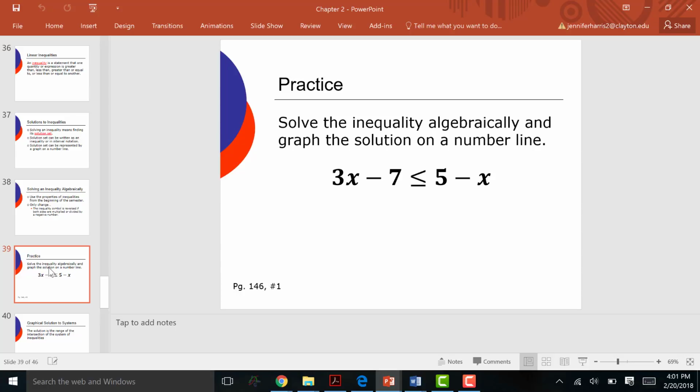Did it say to include the 3? Could 3 be part of the solution? Yes. It says less than or equal to 3, so I include the 3. To include the 3, you use either a closed circle or a bracket. Most of the homework is going to use a bracket. So you see me put a closed dot or a bracket, which means to include or equal 3.